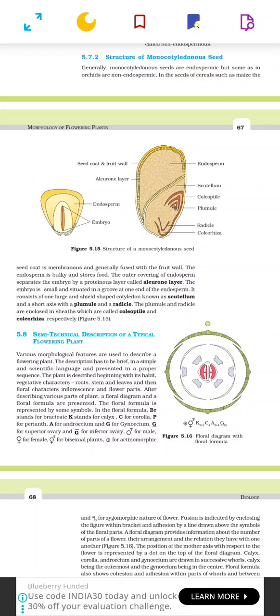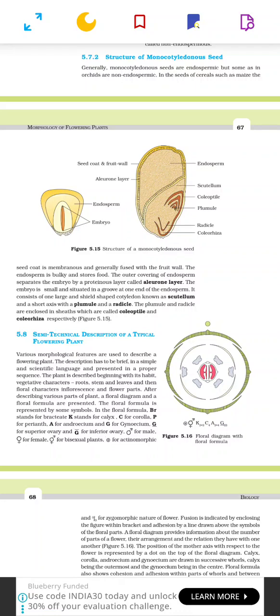A line below the G represents a superior ovary, a line above the G represents an inferior ovary. An arrow symbol with a circle represents male, a plus symbol with a circle represents female, and if a circle has both the arrow and plus sign, it represents a bisexual plant.